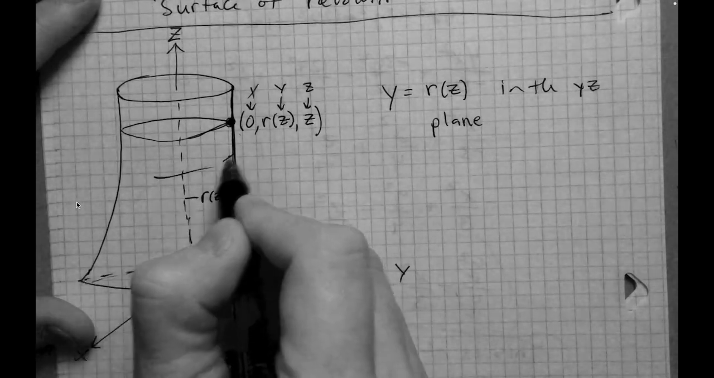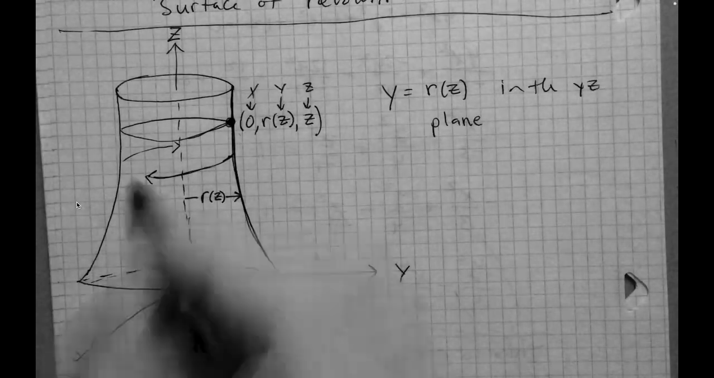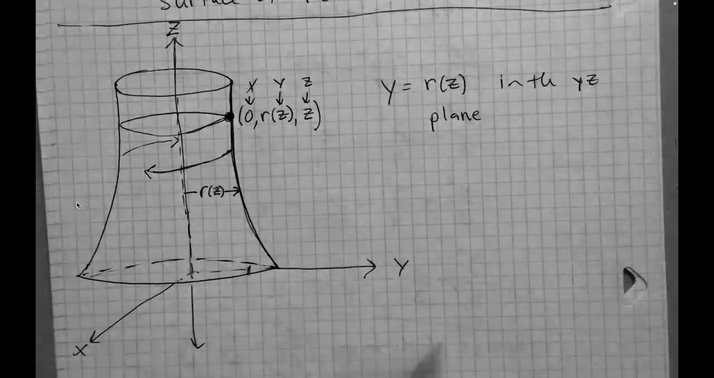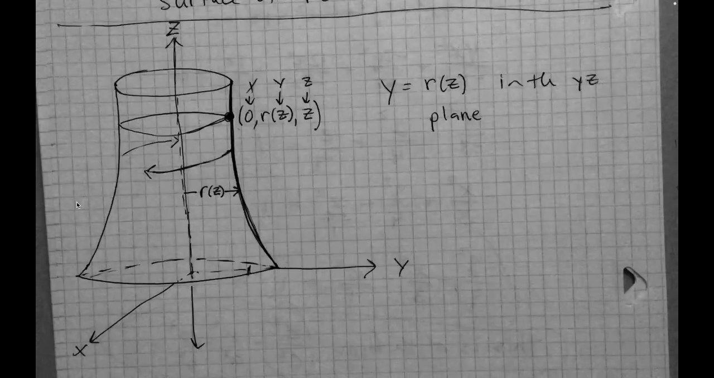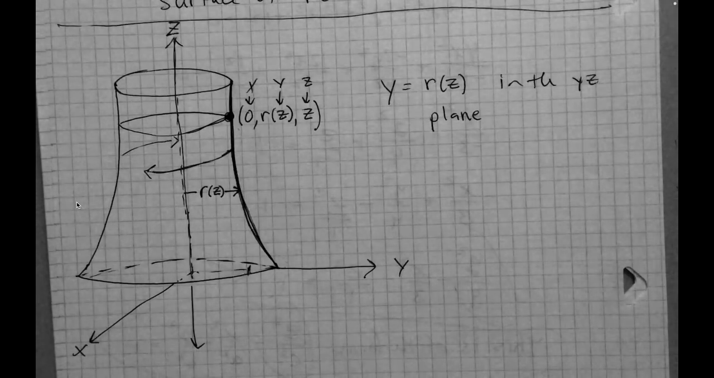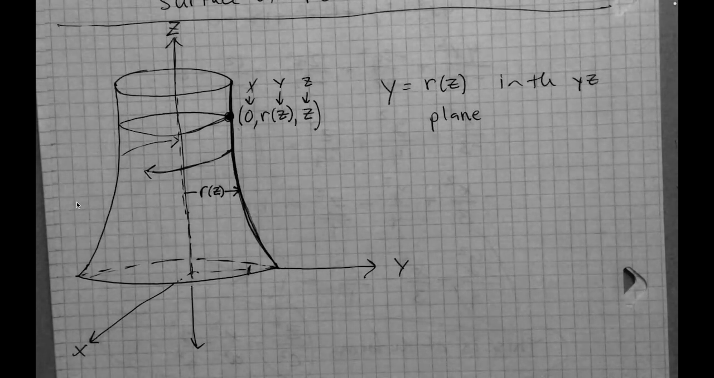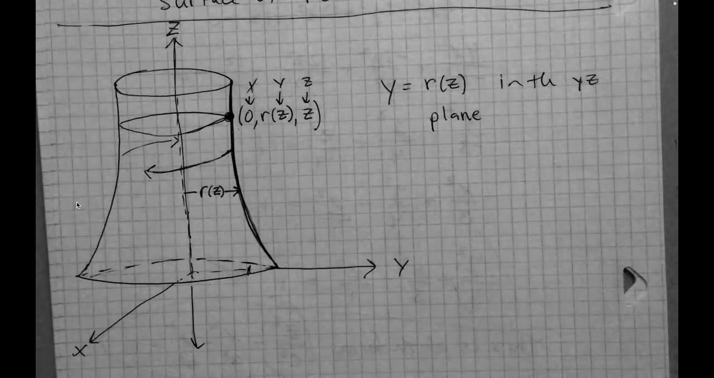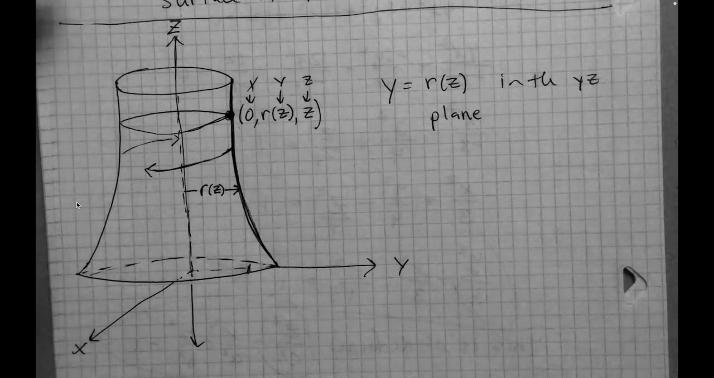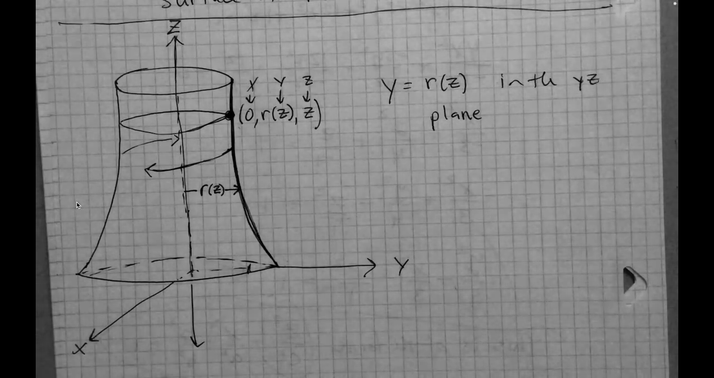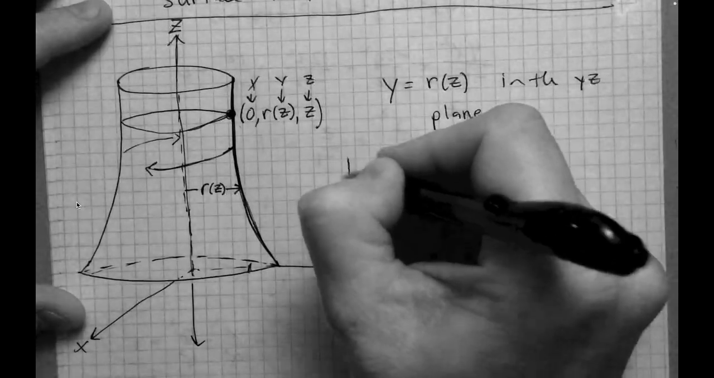So if you were to rotate it around this axis here, you're going to get some surface. It's going to be spun out by this curve here. Now, it's important to notice that the trace of the surface in the plane where z is equal to z0 is just going to be a circle. Any of the traces in the plane z equals z0 is going to be just a circle, and specifically a circle whose radius is r of z0. So let's write that down.